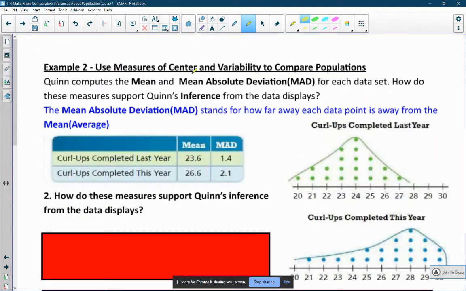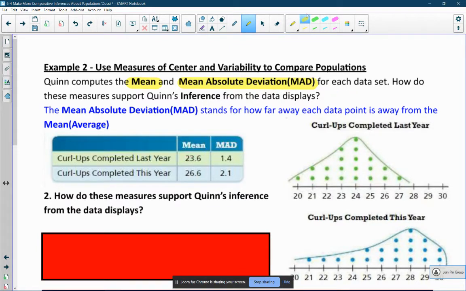Next up. So we're going to use measures of center, and we kind of talked about this in section 6-3. We didn't really get into it. Today we're going to talk more about what a measure of center is, okay, and the variability to compare populations. So it says Quinn computes the mean. Now we should know the mean stands for average. And here's a really big word, the mean absolute deviation. I'll explain what that is in a second, for each data set. How do these measures support Quinn's inference from the data displays?